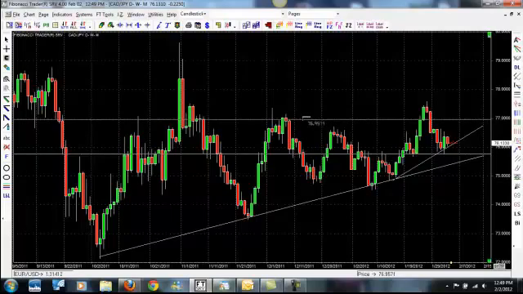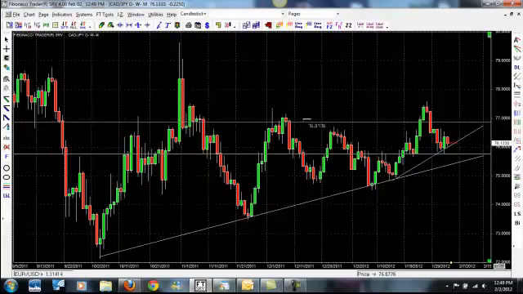76.87. Okay, so let's put that in here. 76.87. Okay, there we go. So right around here, we said, you know what? If this thing comes back down to this 75.76 mark, we're going to get in. And it's exactly what it did yesterday.